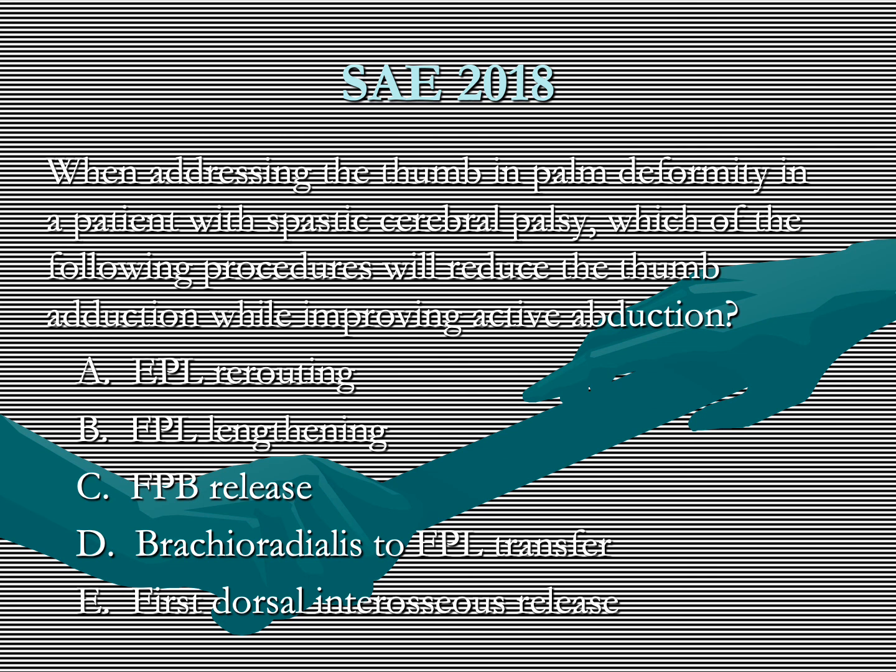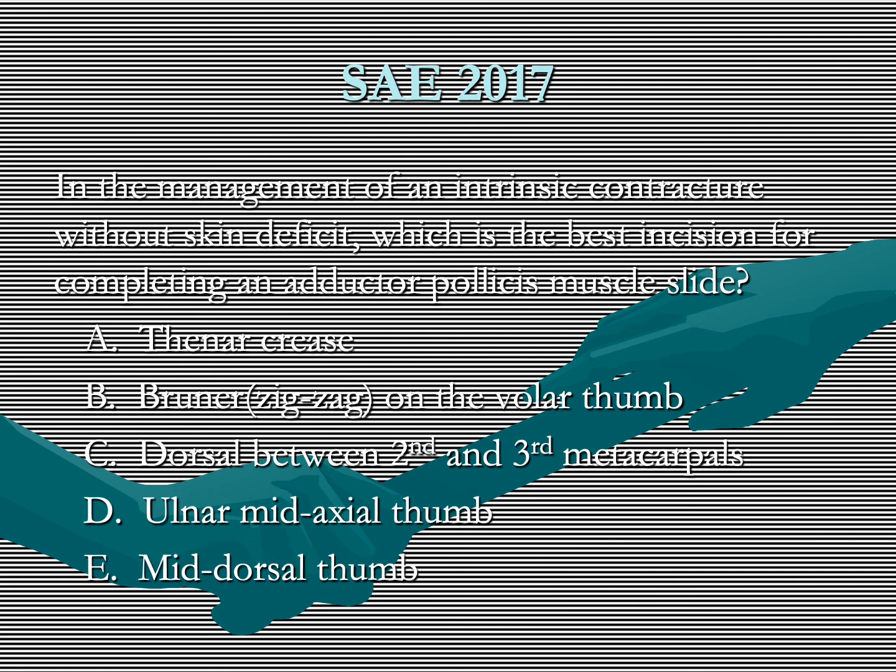I have time for a few questions. First one is in a patient with thumb in palm deformity. Which of the following will reduce thumb adduction and improve abduction? And that was the EPL rerouting that I showed you. Question: in the management of an intrinsic contracture without a skin deficit, which is the best incision for completing an adductor pollicis muscle slide? And when they say without a skin deficit, they're telling you that the patient doesn't need a Z-plasty of the web space or an incision there. And I showed a couple of cases of the thenar crease incision for the adductor release.